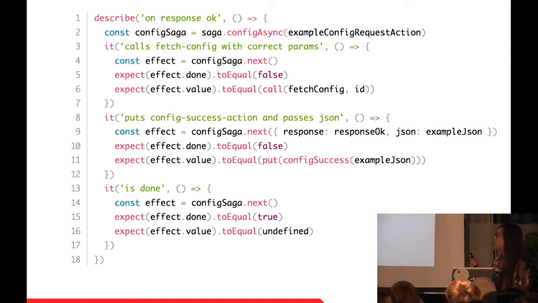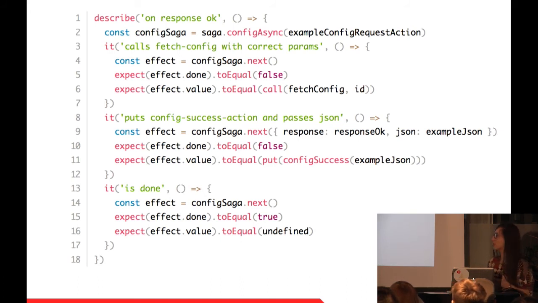And then we only need to call the next method on this Saga. When we call the next method, we can then check if the effect is done and if the effect value is equal to what we expect. So in the first test, we check if the effect of running the first step of the Saga is equal to calling the API with the method that we wanted to call. In the second test, we check in line 11 if the value of the next step of the Saga is equal to dispatching the success action.